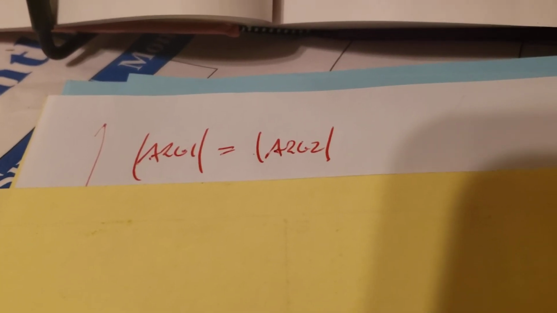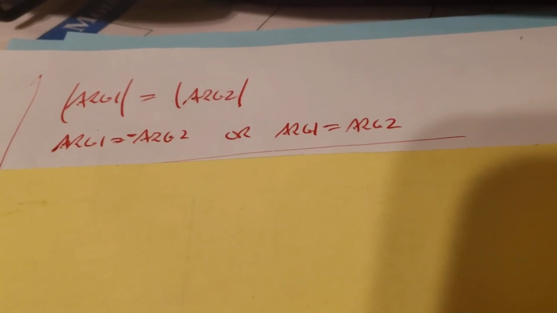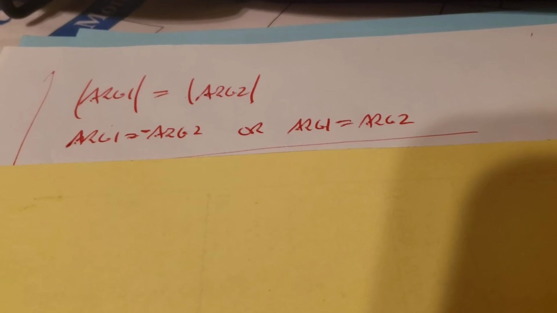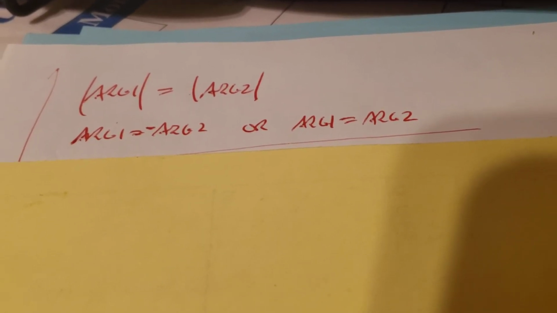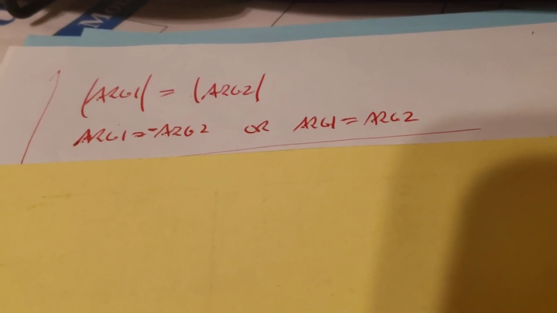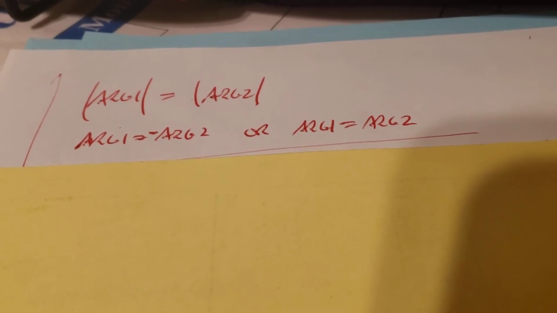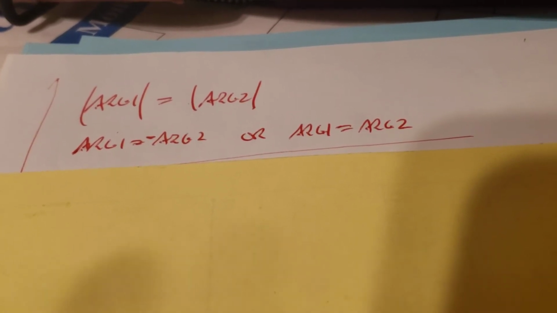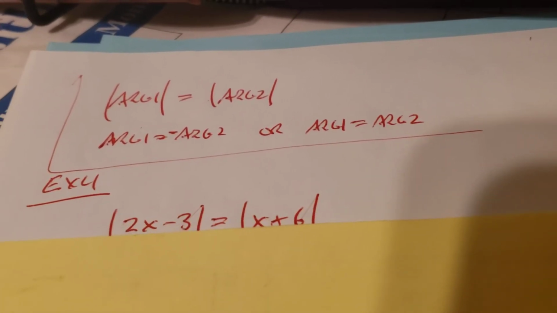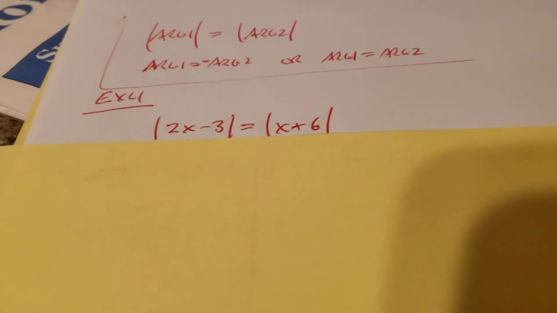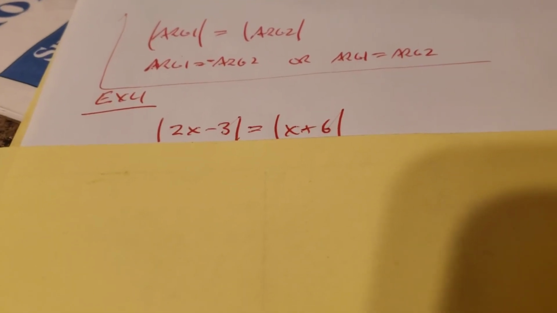What if you have the absolute value of argument 1 equals the absolute value of argument 2? Well, you free the arguments with this pattern here. Argument 1 equals minus argument 2, or argument 1 equals argument 2. So again, freeing the arguments. So I'm doing that with example 4 right here.